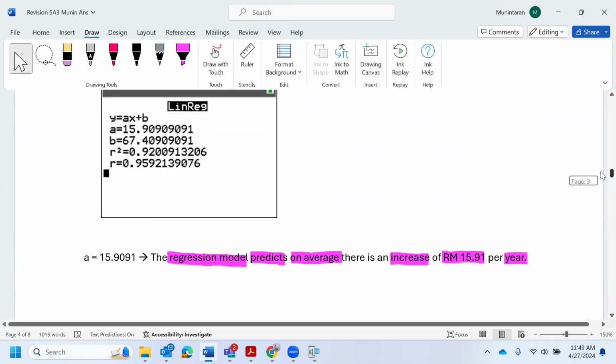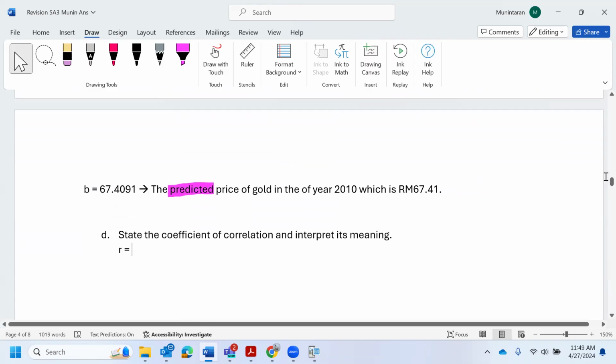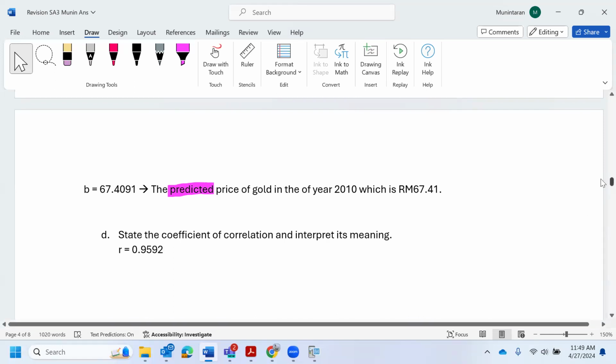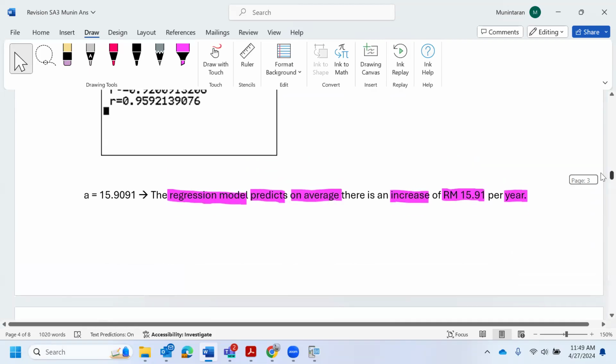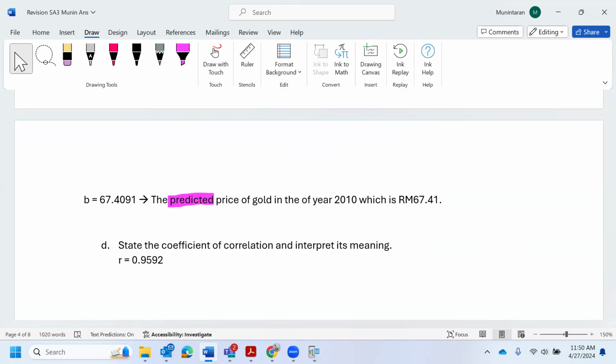Let's say we give this in the form of 4 decimal places. R value is 0.9592. What does it mean? It means that even though we found just now it is not linear, our linear regression says it is very strong.